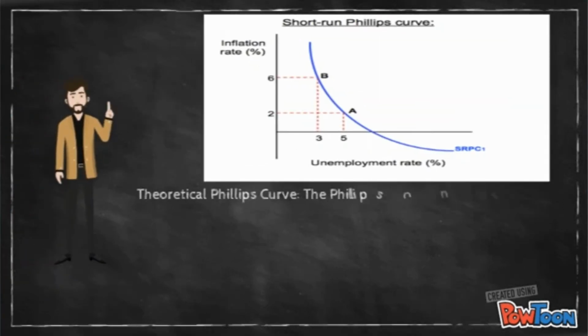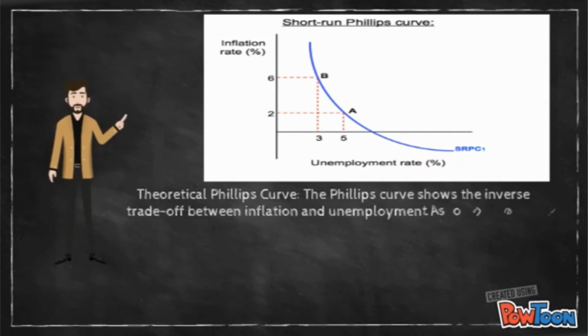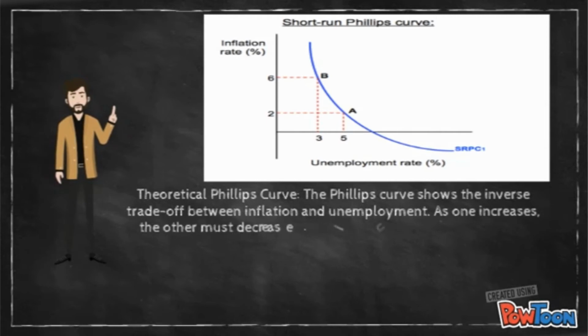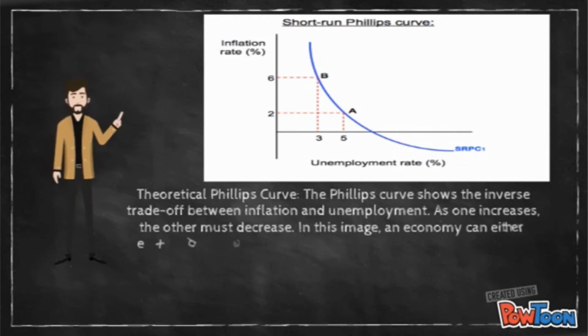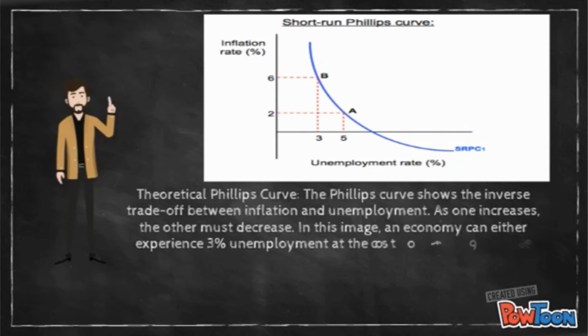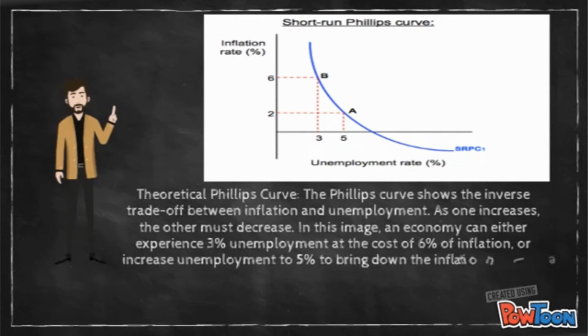Theoretical Phillips curve. The curve shows the inverse trade-off between inflation and unemployment. As one increases, the other must decrease. In this image, an economy can either experience 3% unemployment at the cost of 6% inflation, or increase unemployment to 5% to bring down the inflation level to 2%.